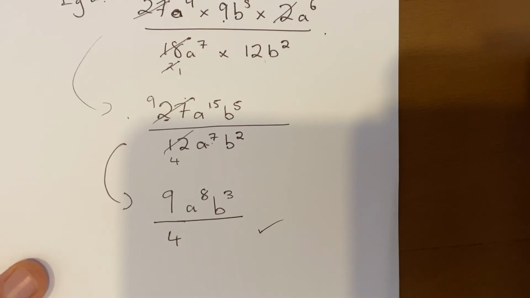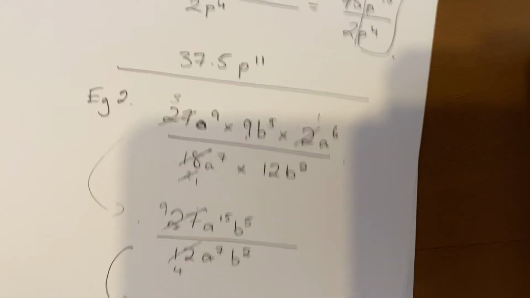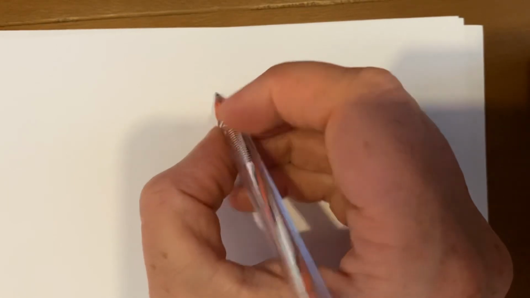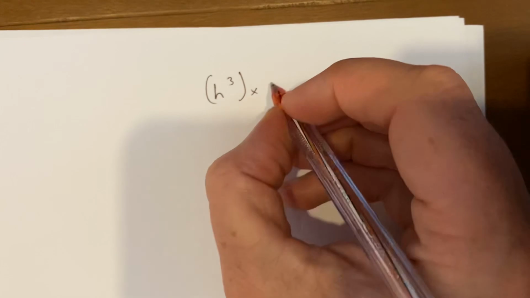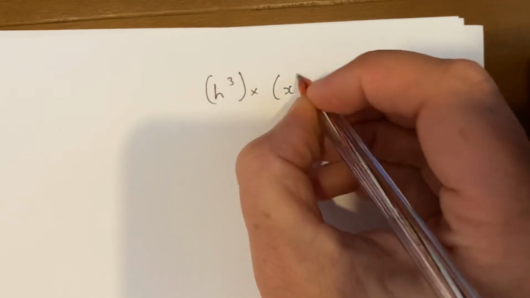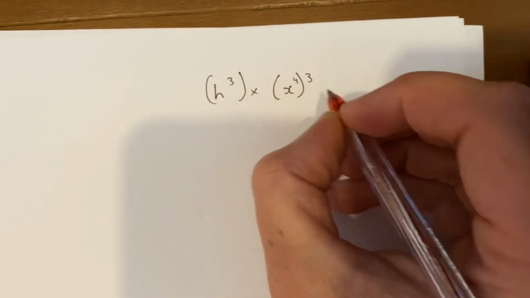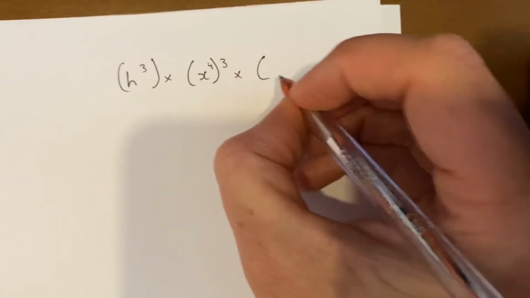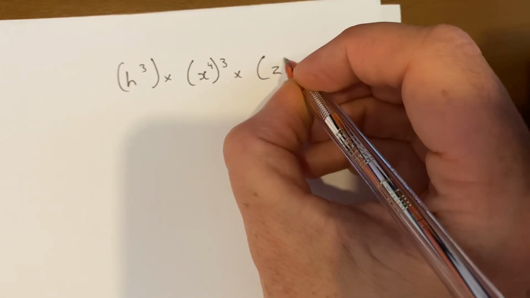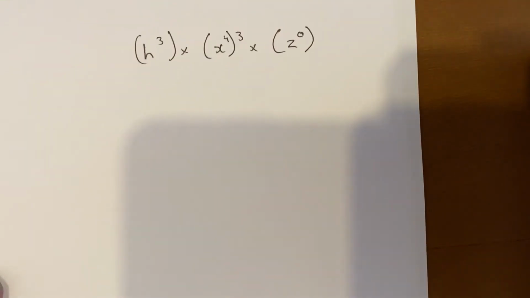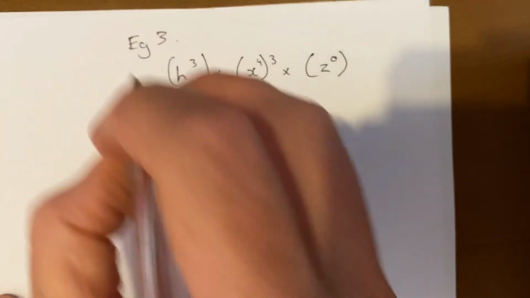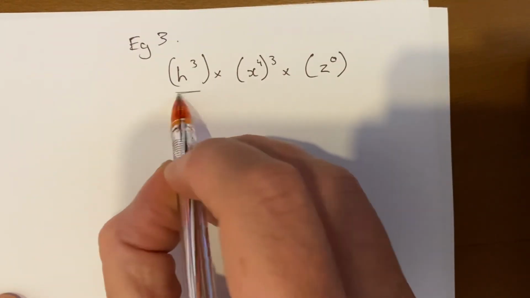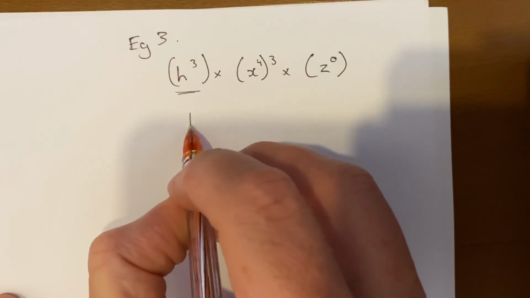Let's do one more example. So if I had h to the power of 3 times, let's pick x to the power of 4 to the power of 3 times z to the power of 0. Okay. What would I do in this case? So this is our third example. This example, well, h to the power 3 is just h to the power 3, so it is what it is.